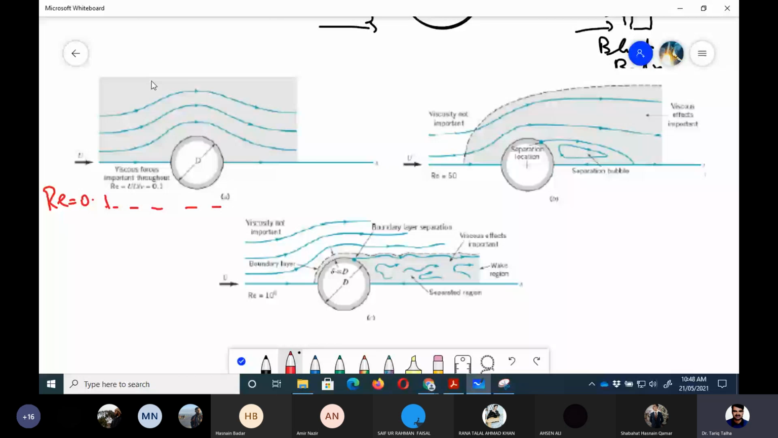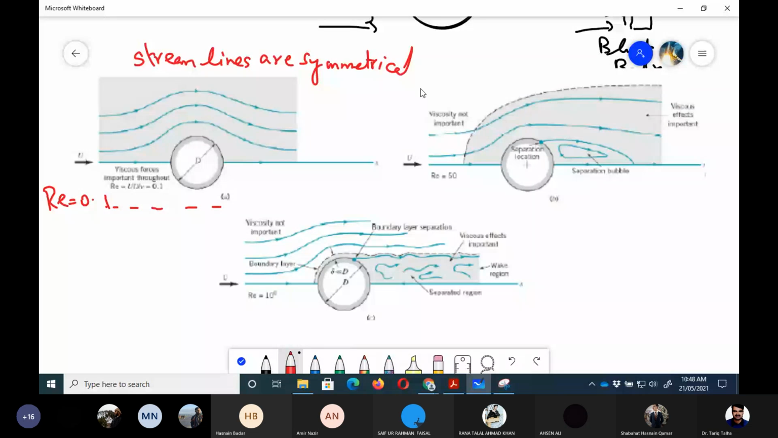The viscous region is quite large, which is shown by this shaded region. So viscous effects are quite high, and that's why that region is very large. And then there is another thing: the streamlines are symmetrical. Let me write that. Streamlines are symmetrical.